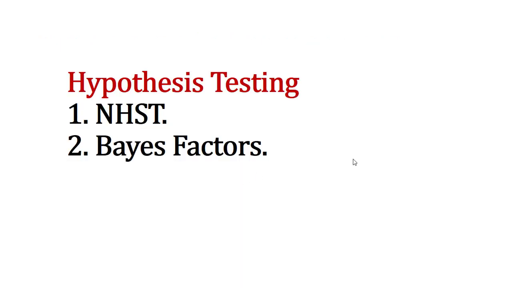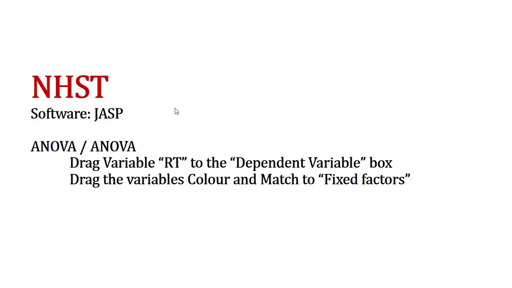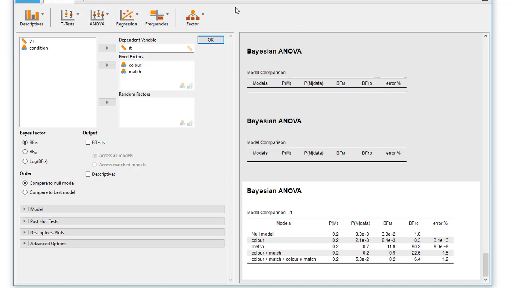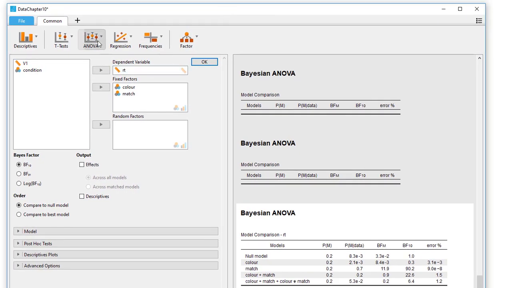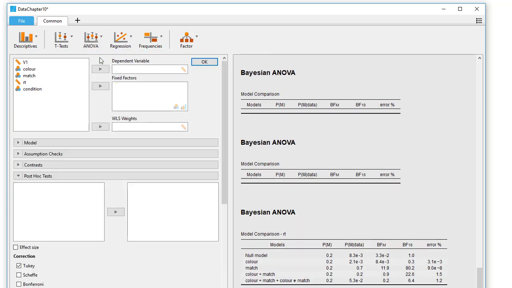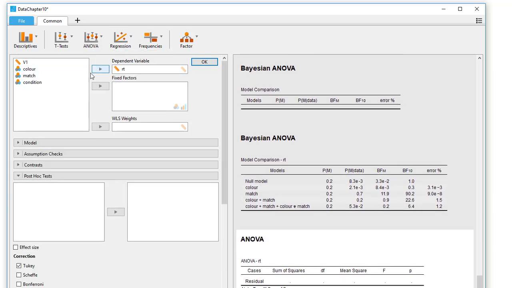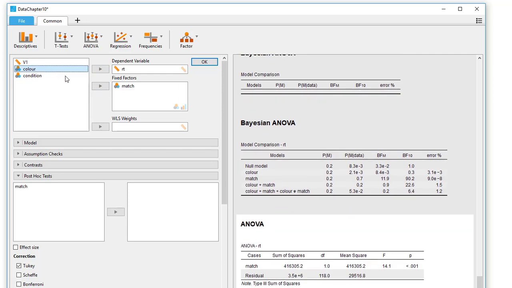And now we move to hypothesis testing. First the NHST, null hypothesis statistical significance testing approach, and then Bayes factors. But as I said before, we already did the Bayes factors in the previous case. In NHST we have to do what we have already been doing, but we haven't gotten to the ANOVA table. So let's bring up JASP, and go to ANOVA again. The dependent variable is reaction time, the fixed factors are match and color.